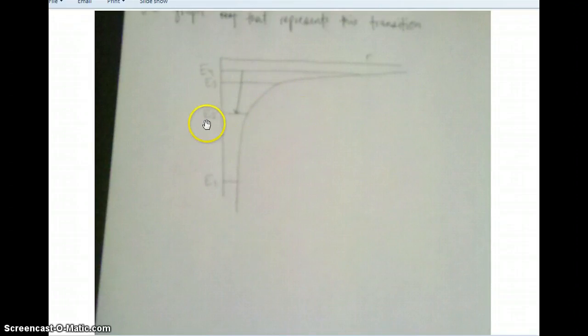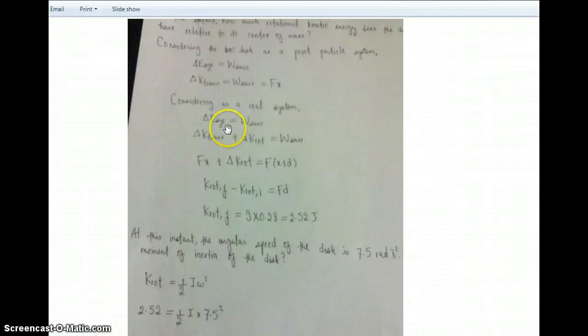Considering it as a real system, the change in energy of the system equals the work done by the surroundings. The change in energy of the system is the sum of the change in translational kinetic energy plus the change in rotational kinetic energy. So the change in translational kinetic energy, Fx, plus the change in rotational kinetic energy equals F times the sum of the distances, x plus d. Solving this, we get the rotational kinetic energy: F d equals 9 times 0.28, which equals 2.52 joules.